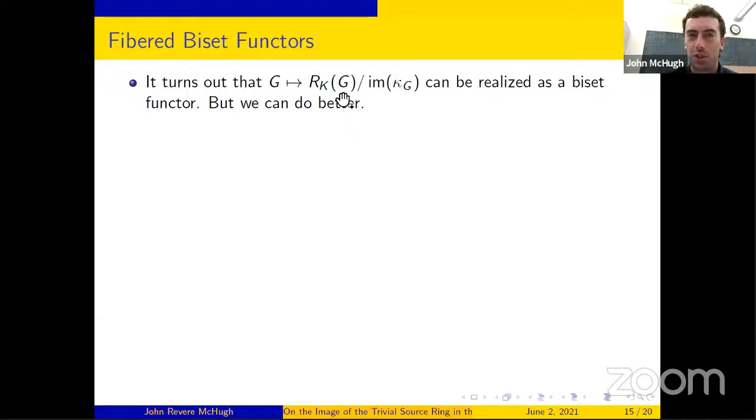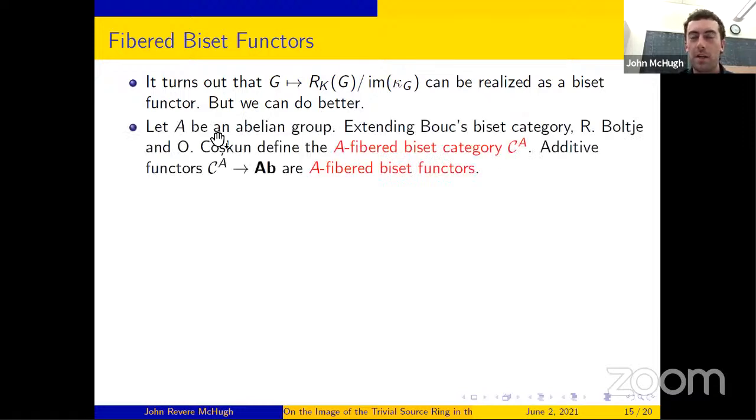So it turns out that this quotient that I'm interested in can be realized as a biset functor, which means, again, it's an additive functor defined on the biset category. But I can actually do a little bit better than that. So let A be an abelian group. Extending Bouc's biset category, Robert Boltje and Olcay Coşkun defined the A-fibered biset category, C to the A. And again, I'm going to be vague here. Additive functors defined on the A-fibered biset category are called A-fibered biset functors.